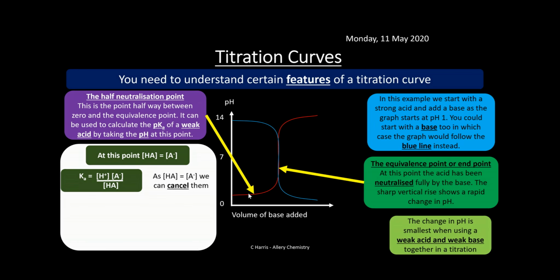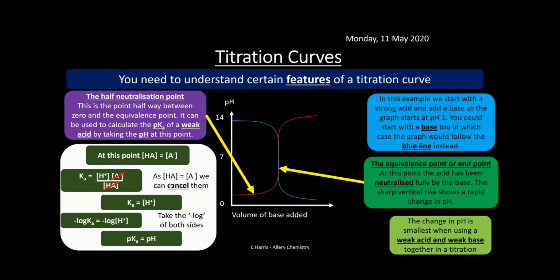So if we take the Ka expression, because it's in equilibrium, remember, [H+][A-] over [HA], because the concentration of HA and A- at this point is the same, we can cancel them out. So there we are, we can get rid of that. Then what we're left with is Ka equals the concentration of H+ at this point. So then if we take the minus log of both sides, we get minus log Ka equals minus log of [H+].